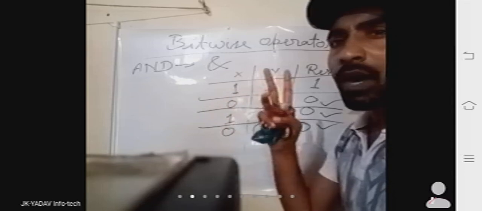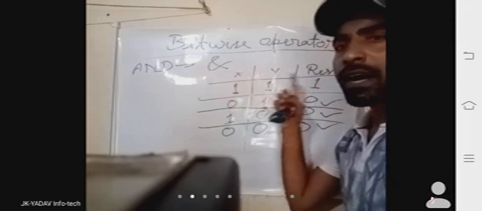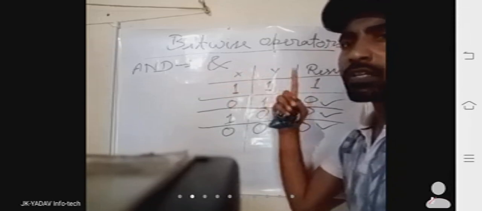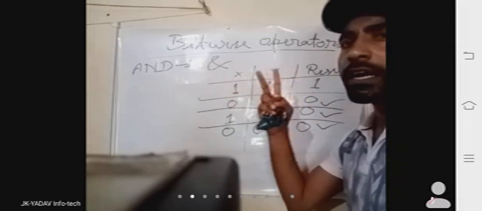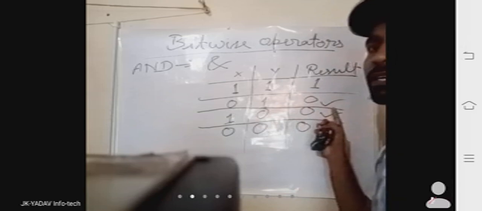So if you are performing any operation using the bitwise AND operator, either your result will be 1 or your result will be 0. So what is the rule of the AND operator? It will provide the result as 1 only when both the operands have the value 1 and 1. When 1 and 1 both are there, then only the result will be 1. Otherwise, in every case, if it finds 0, the result will be 0. Have you understood?